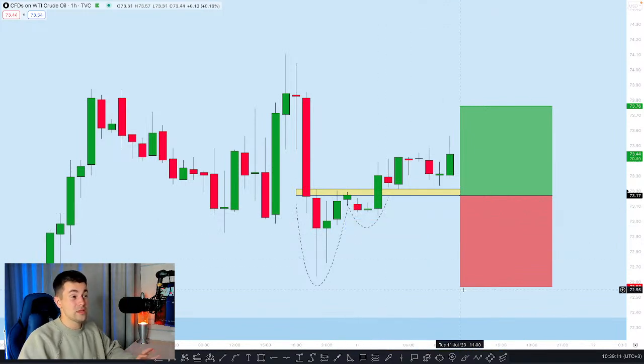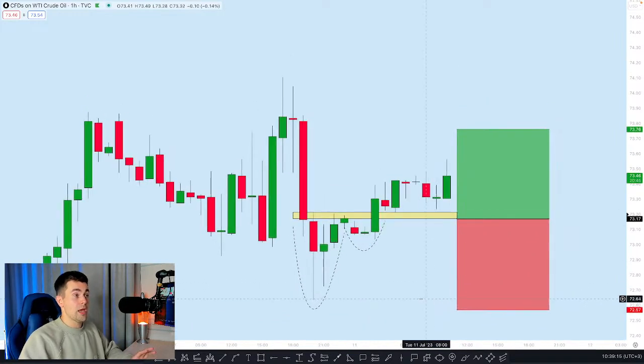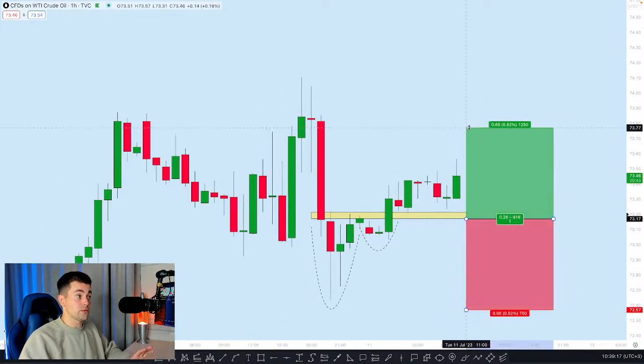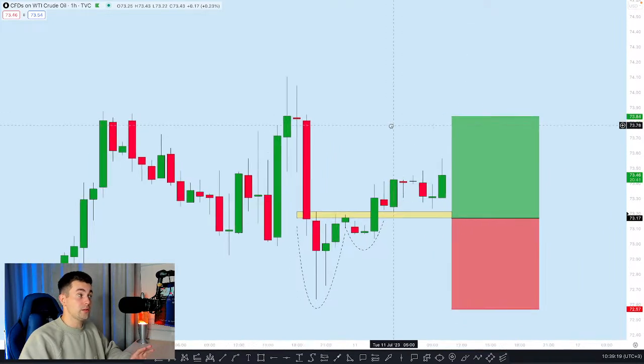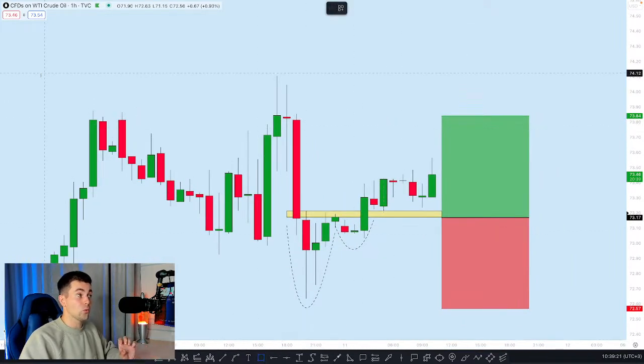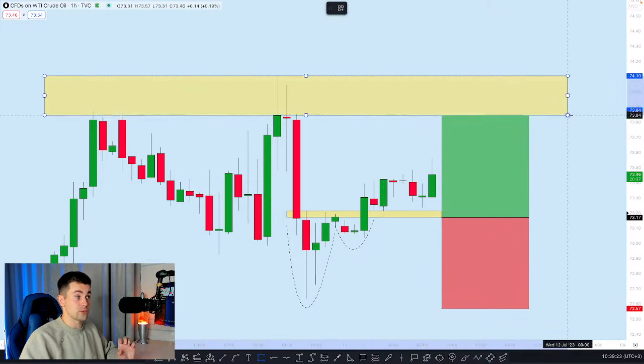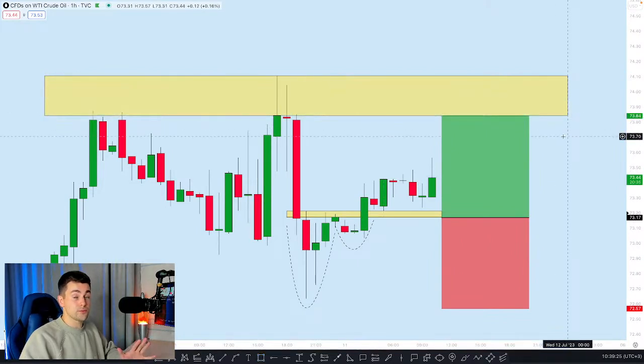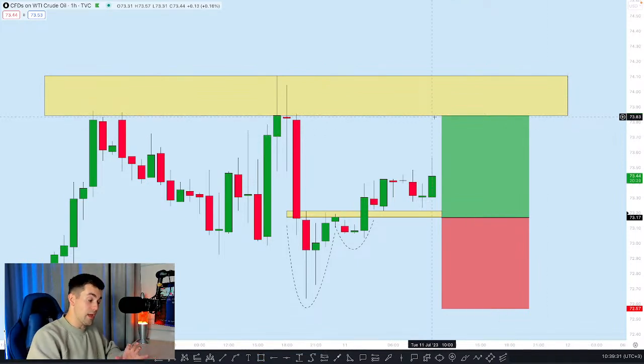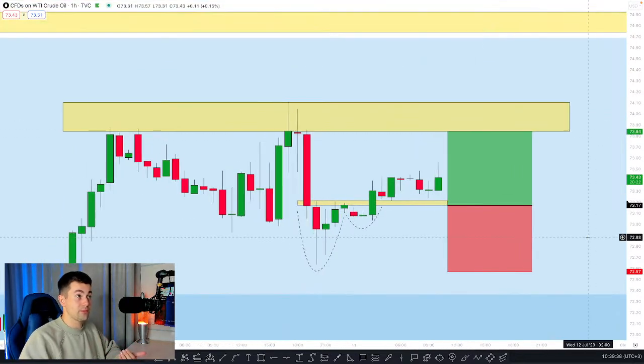So the safe stop loss lies below the cup, and the initial target for the trade, the first target for the trade, is your current high, is your current resistance. That is the first goal for your trade. And once the first goal is reached, you close half of the trade and also you move your stop loss to entry. That is the plan.